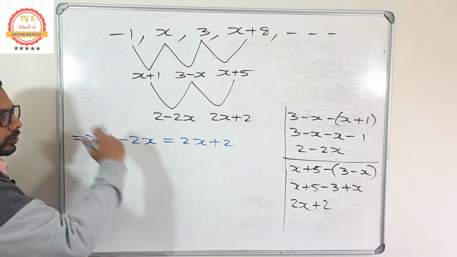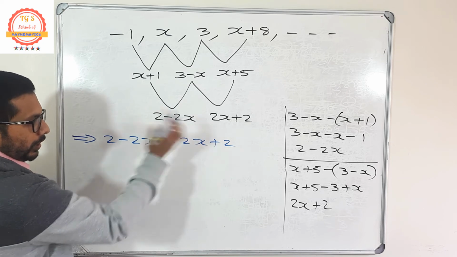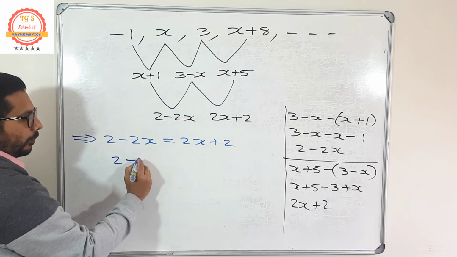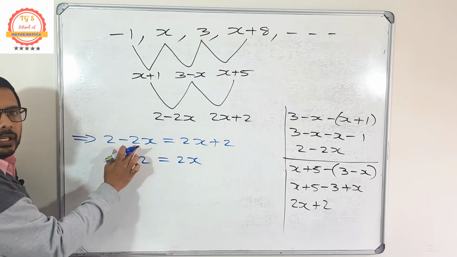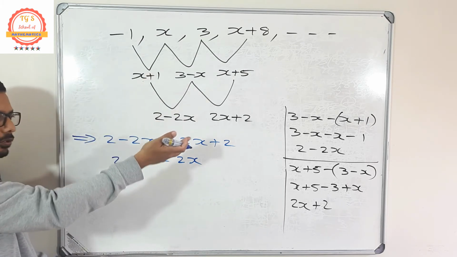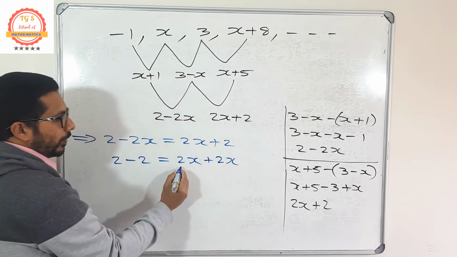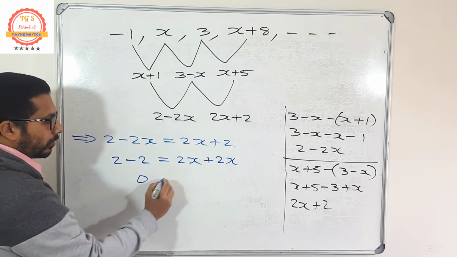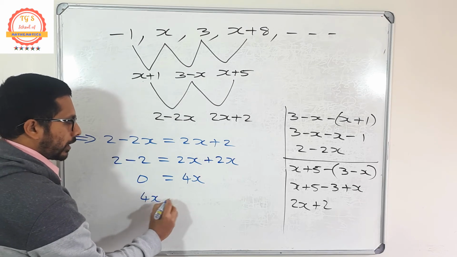Take this minus 2x to the other side, and this 2 to this side. So 2, this plus 2 to this side, it is minus 2 is equal to 2x. Now this minus 2x to the other side, right side, so it is going to be plus 2x. So what is 2x plus 2x? 4x. What is 2 minus 2? 0. 0 is equal to 4x, or 4x is equal to 0.